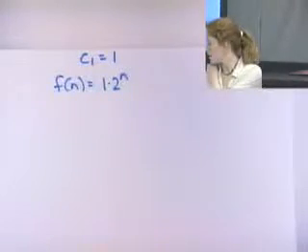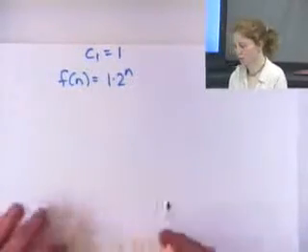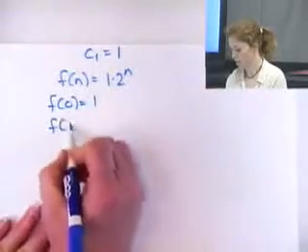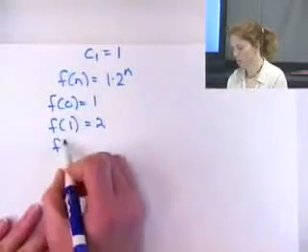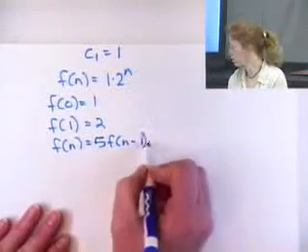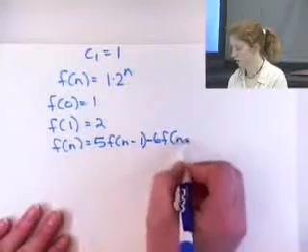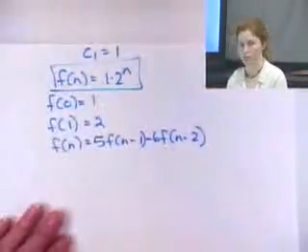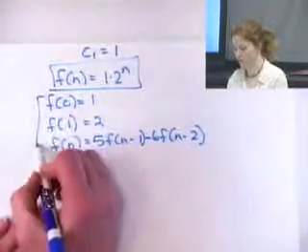So now let's write our recursion and double check that this is true. So f of 0 was equal to 1. F of 1 was equal to 2. And f of n was equal to 5 f of n minus 1 minus 6 f of n minus 2. So here's my proposed closed form, which is equal to just 2 to the n, and this is my recursive definition.